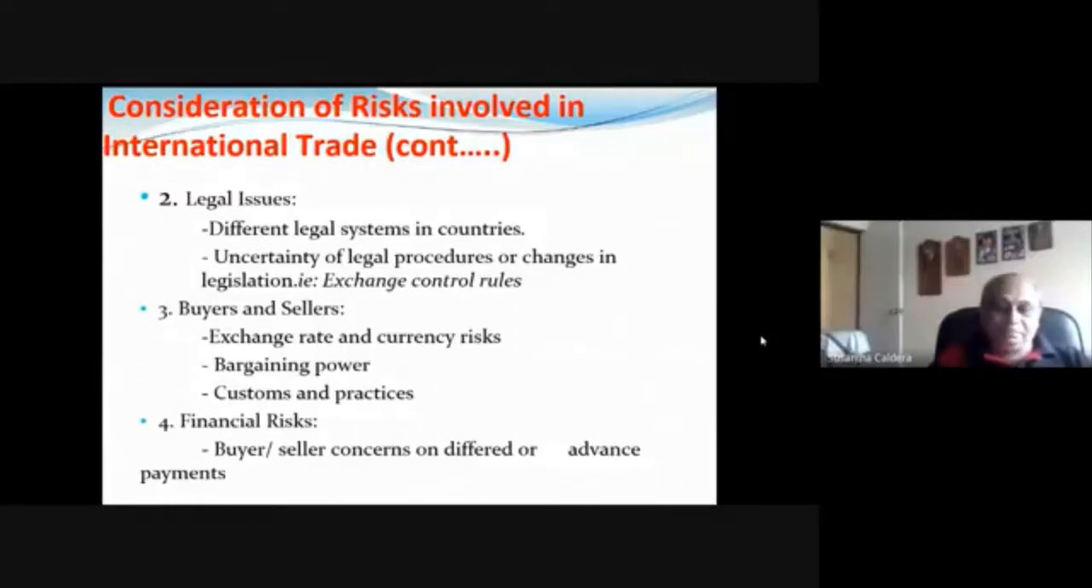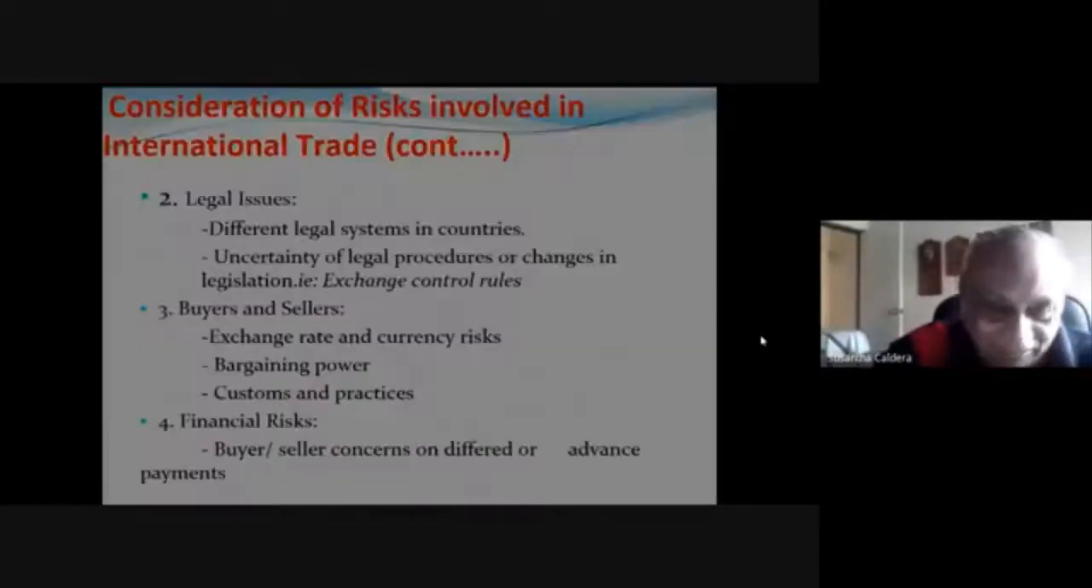Financial risk. The buyer and seller both have concerns on deferred or advance payment. The buyer will always look for a deferred payment, just to delay the payment as much as possible. But the seller would like to have advance payment, right? So two different parties have two different concerns.